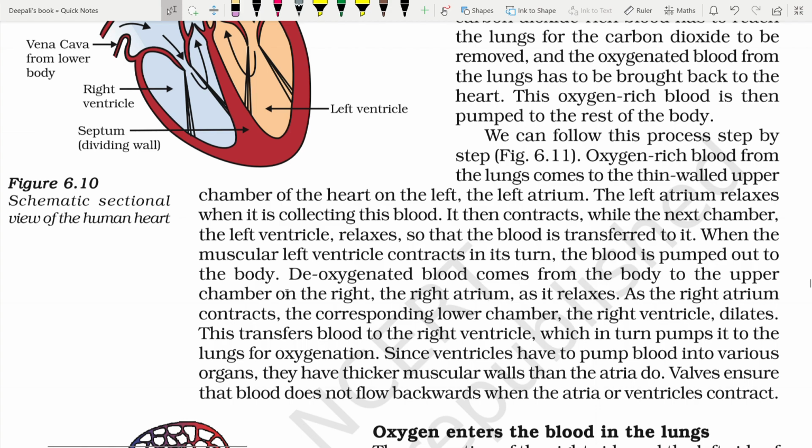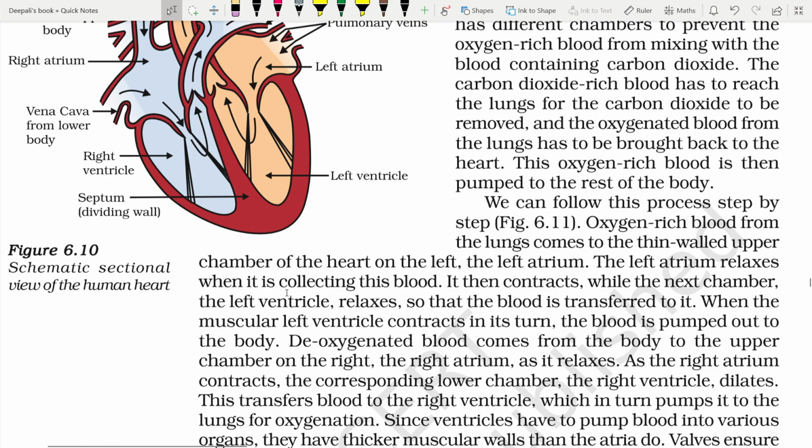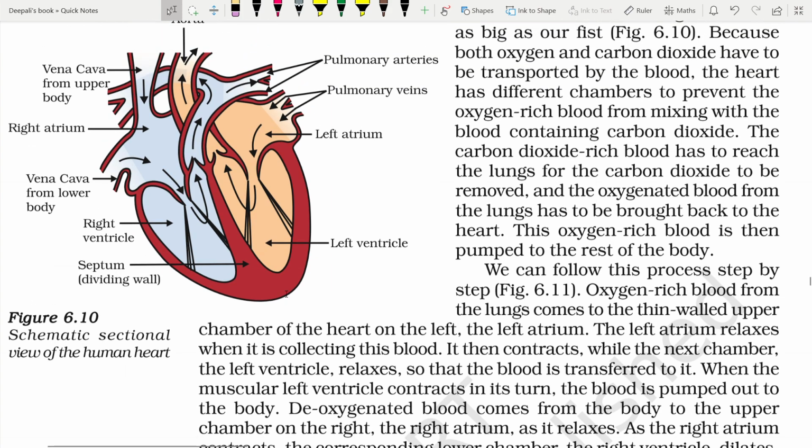So you can say that the heart is divided into first two parts, left heart and right heart, or the right chamber and the left chamber, which are again subdivided into two more parts. So in total there are four chambers of the heart. They are the right atrium, right ventricle, left atrium, and left ventricle.